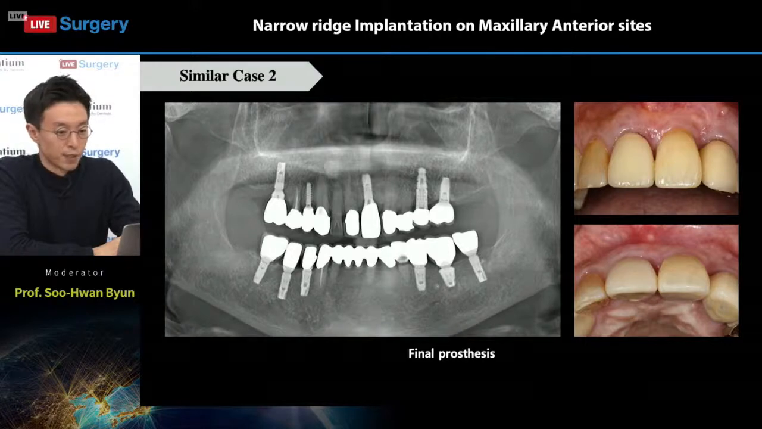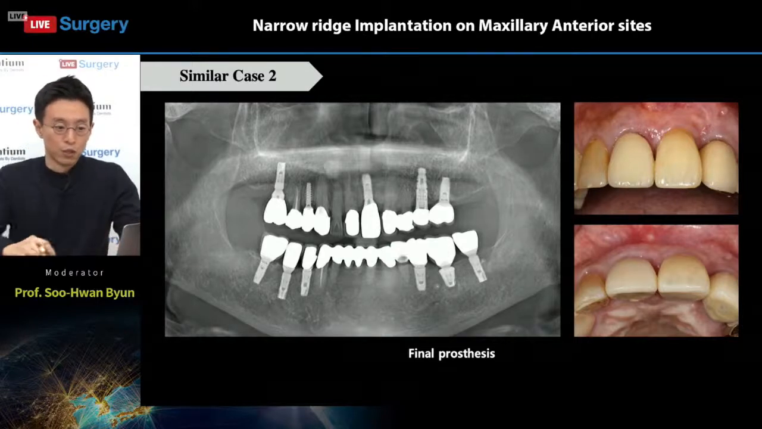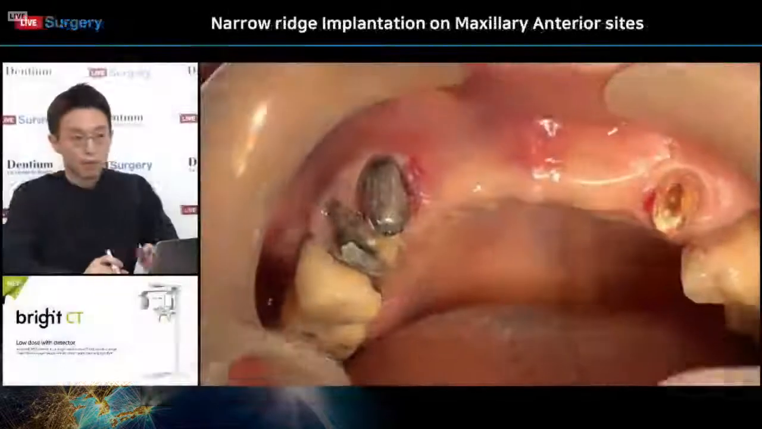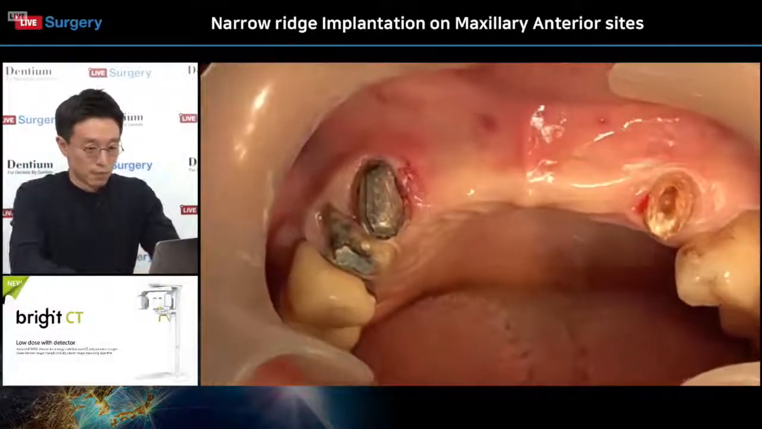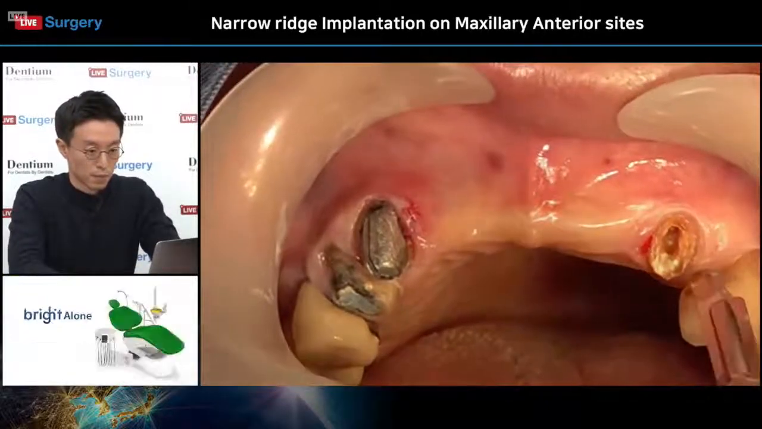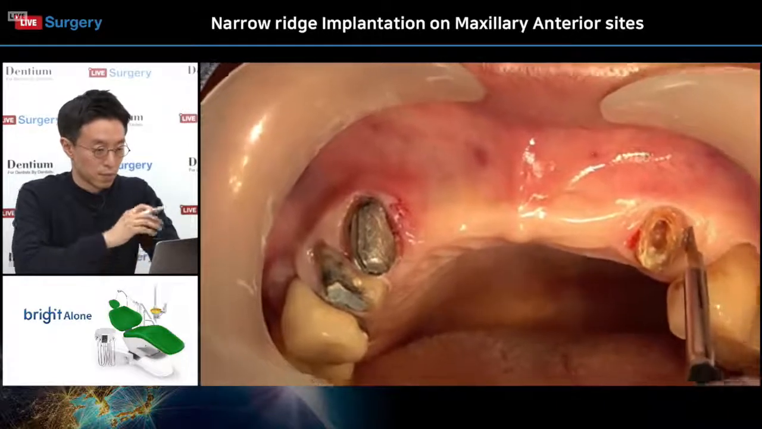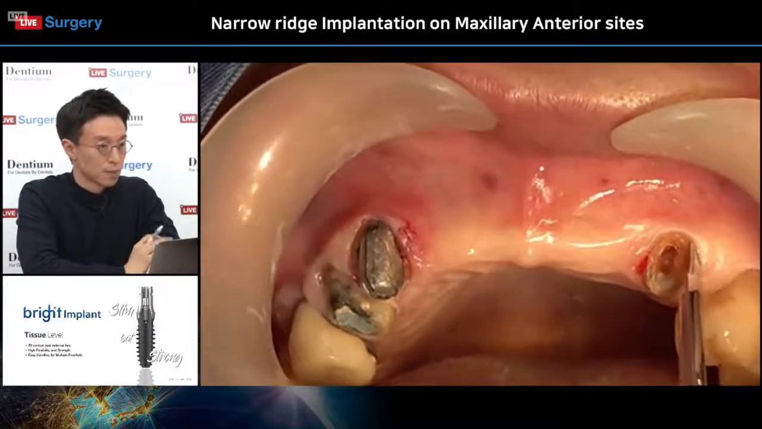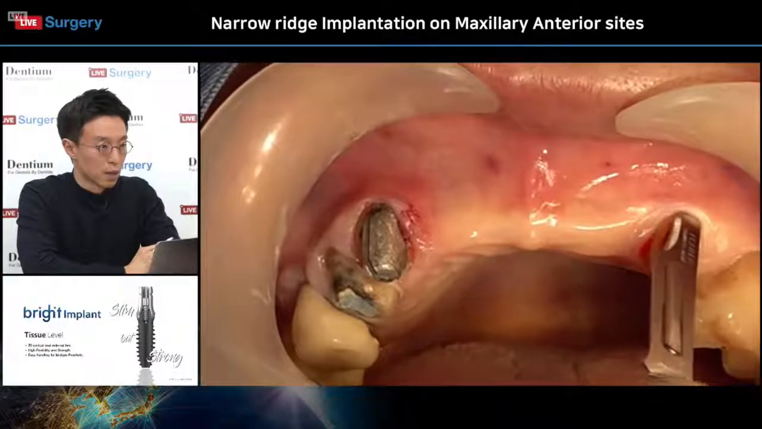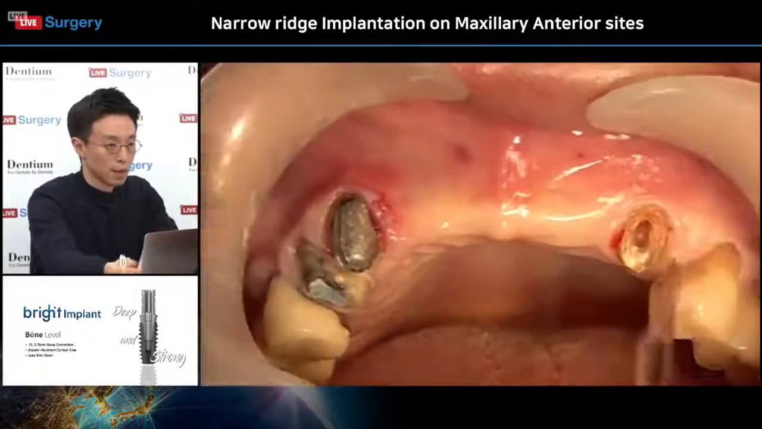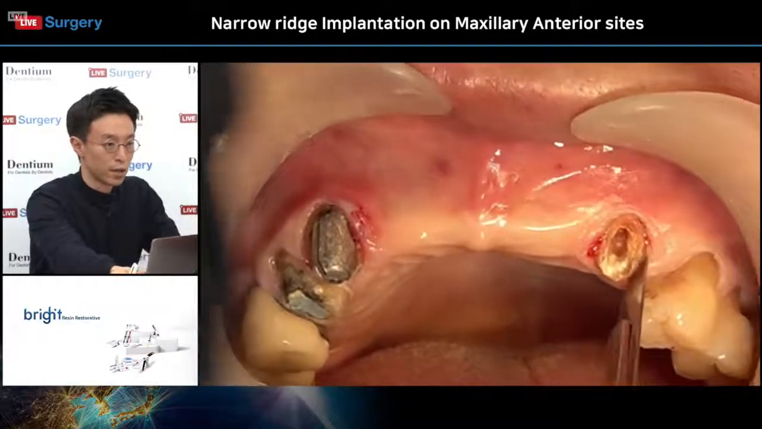This was just a brief description prior to the surgery, and I guess the live surgery is ready to begin, and let's move on to the operation room. Okay. I guess the operation room is ready to begin.